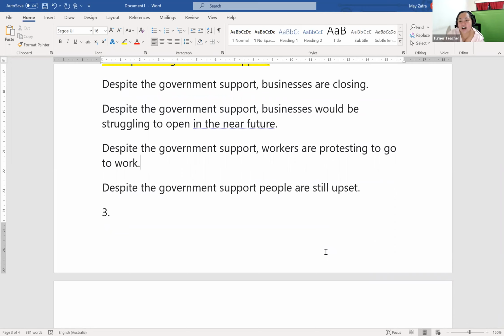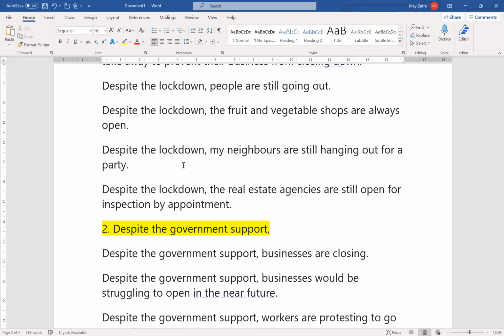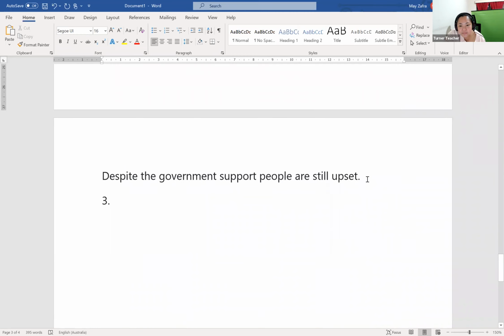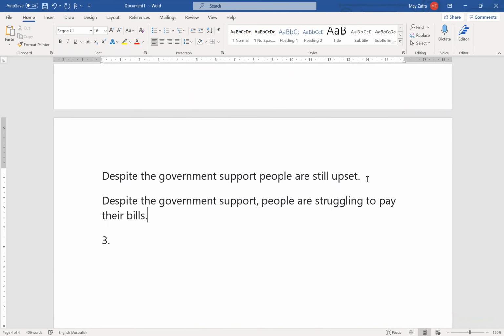Okay, good. Despite the lockdown, the real estate agencies are still open for inspection by appointment. Yes, Richie, this is correct. Well done. Thank you, teacher. Oh, you guys are getting better in your sentences. Despite the government support, people are struggling to pay their bills. Yes, this is correct. Shalu, good job. A little bit more academic there, Shalu. You're getting there. Thank you. Yeah, a little bit more push.